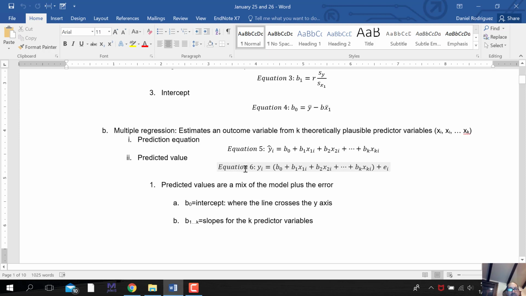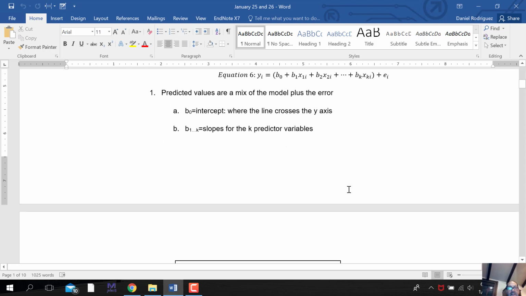When we move from the prediction equation to the predicted value, you'll notice that the hat disappears, right? But we have the addition of an E sub i. The E sub i is an error term, also known as the residual. This is a term that we'll be using a lot in our diagnostics of regression. This is the leftover, the part of the model that's not accounted for by the predictors. And obviously we'd like to make these errors as small as possible.